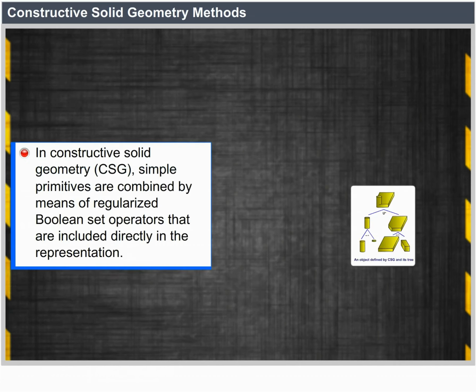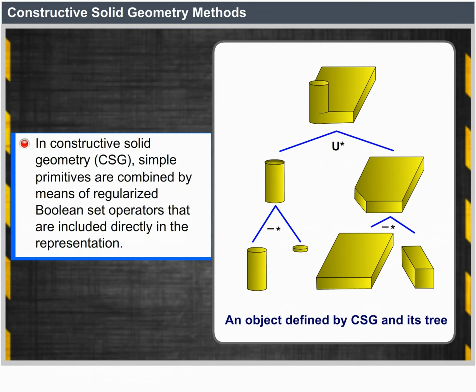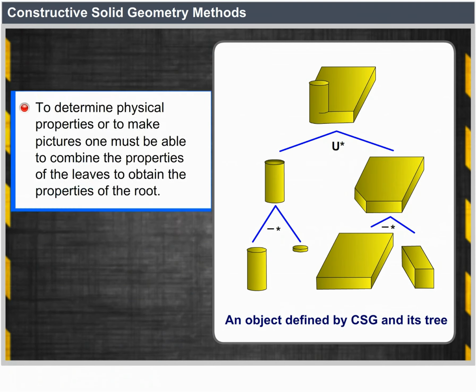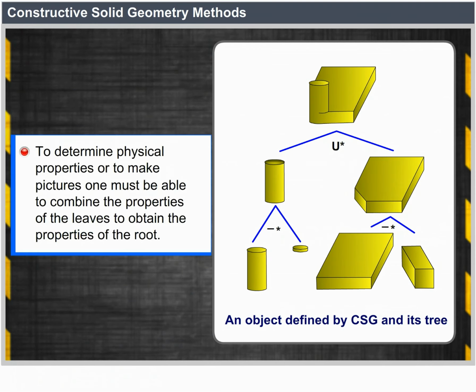Constructive solid geometry methods. In constructive solid geometry, CSG, simple primitives are combined by means of regularized Boolean set operators that are included directly in the representation. An object is stored as a tree with operators at the internal nodes and simple primitives at the leaves. To determine physical properties or to make pictures, we must be able to combine the properties of the leaves to obtain the properties of the root.